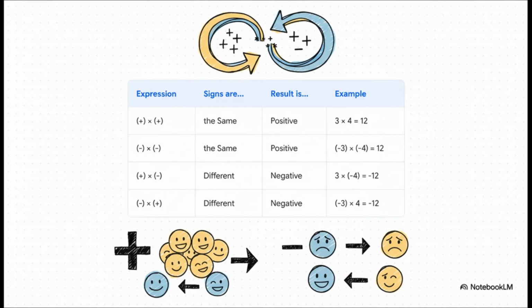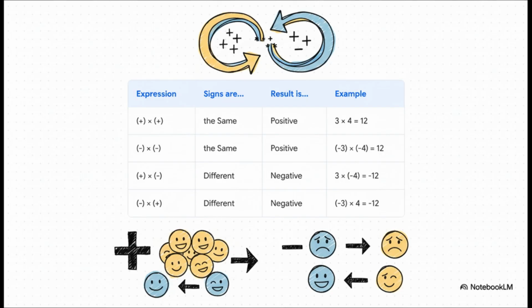Okay, so check this out. A positive times a positive, well, the signs are the same, so the result is positive. We all know 3 times 4 is 12, but look at this next one. A negative times a negative, the signs are still the same, right? Which means the result is also positive. -3 times -4 is positive 12.